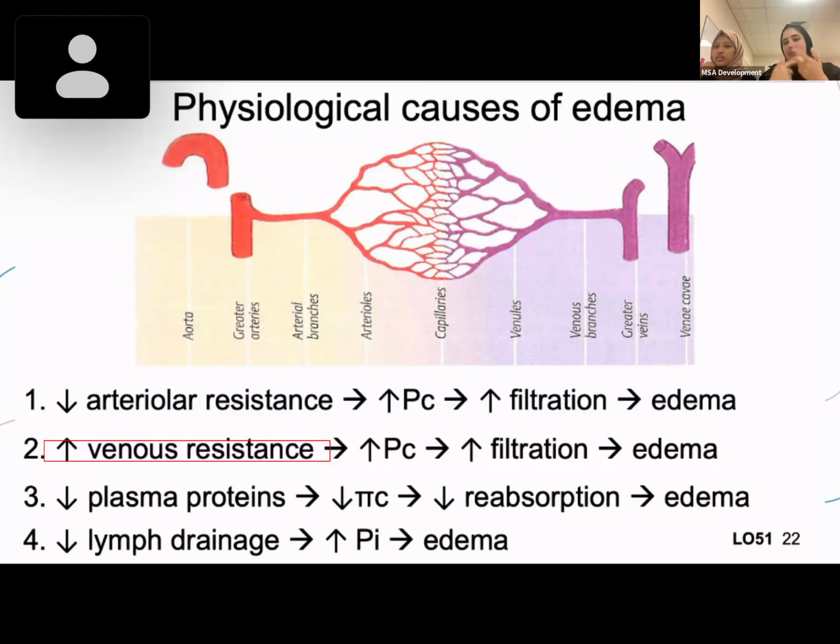By increasing the resistance of the veins, because we know that veins usually have very low resistance. Why? Because of the way their wall is: it doesn't have a lot of elastic fibers, it doesn't have a lot of muscles. So yeah, is this clear? Is that better?